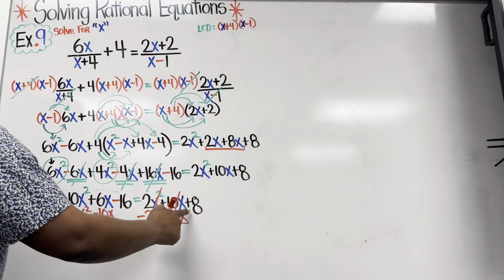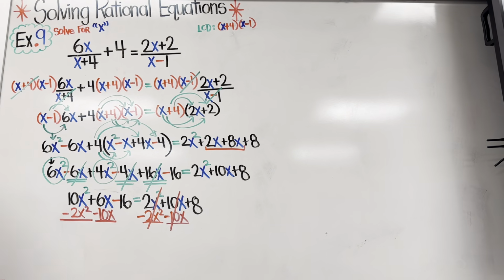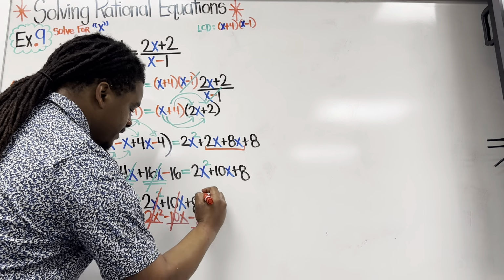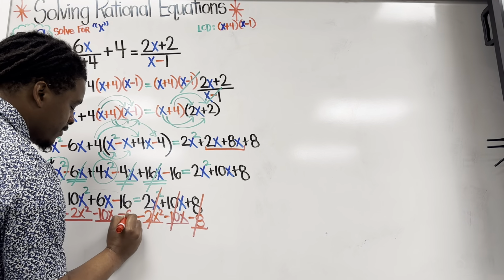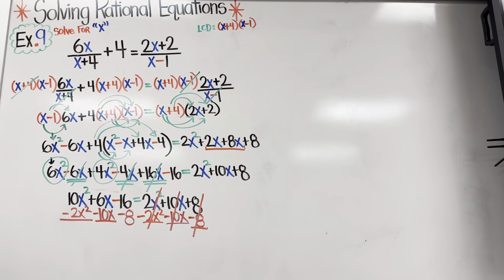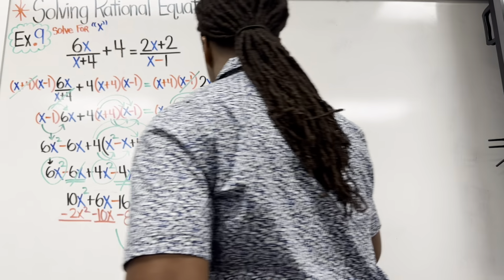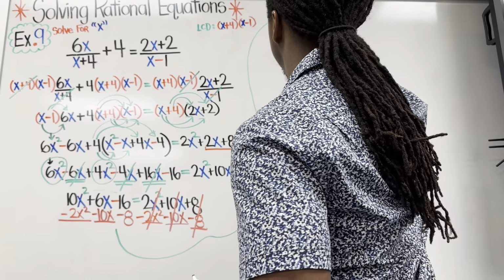Okay? And then over here I have a plus 8. The opposite of saying plus 8 is saying minus 8. I'm going to subtract 8 from 8. That's going to cancel out. I'm going to subtract 8 from negative 16. And then I'm going to move everything up over here because I'm running out of space.